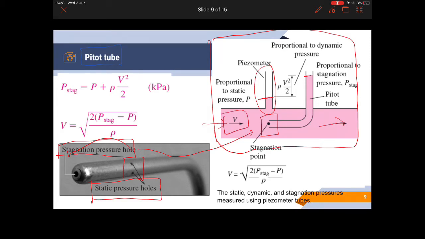So we want to measure the velocity. As I mentioned, the velocity can be derived directly from this pitot tube in the previous slide. From this we can specifically tell that the pressure at this point is the stagnation pressure, read by the height of the fluid in the pitot tube, and then the static pressure is read by the height of the fluid in the piezometer. The difference between the two is proportional to the dynamic pressure. So let's go into a bit more detail.